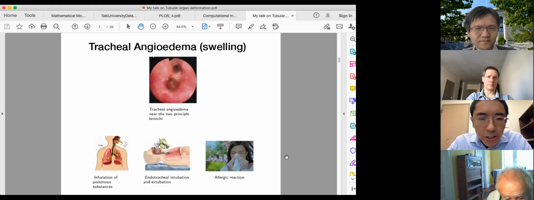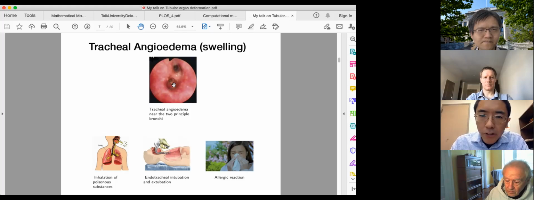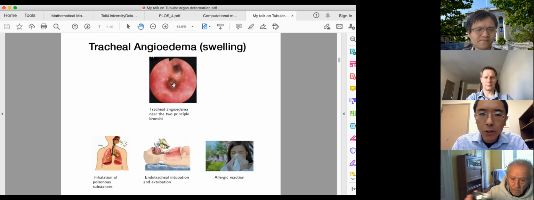There is a disease called tracheal angioedema. It's the swelling of the trachea. There's a picture of the swelling, and the two holes are the two branches into the two lungs. When the trachea swells, the lumen area may become small or large, and this will influence the air going in and out of our lungs.